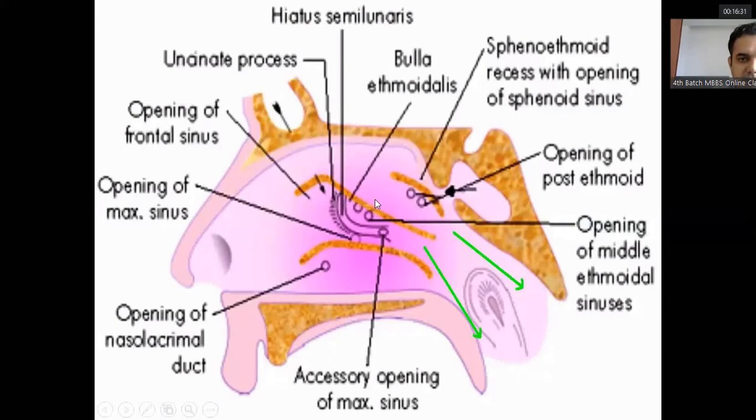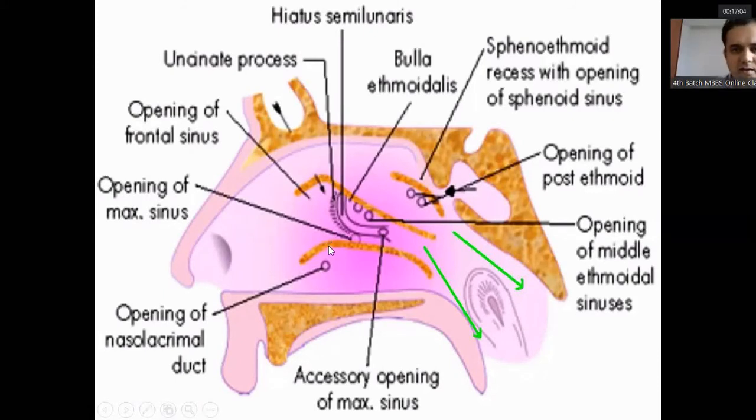And here between the middle turbinate and the inferior turbinate, there is the middle meatus. This is very important because there are so many openings. As you can see here, there is the opening of the maxillary sinus, and here the opening of the middle ethmoidal air sinuses. Then there is the bulla ethmoidalis, the hiatus semilunaris, and this boomerang shape. This is the uncinate process, and even the frontal sinuses open here. So this is a very important landmark even in nasal surgery.